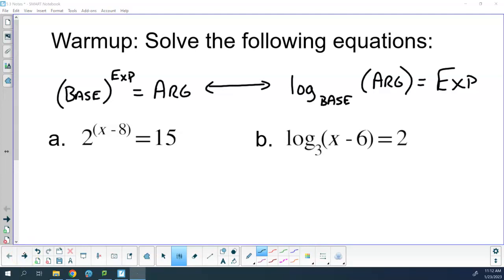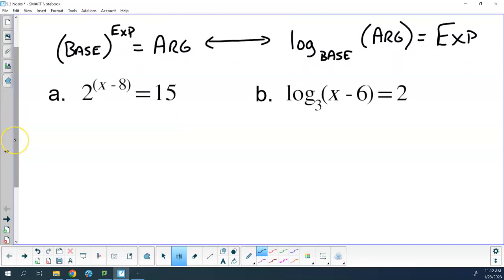So when we were solving on Friday, we said step one was we needed to isolate if it was a log or if it was an exponented term. Here in this first one, we have an exponented term. It is isolated, so we can switch forms with it. It's in exponential form, so I need to go into logarithmic form. So we would have log base 2 of 15 equals x minus 8.